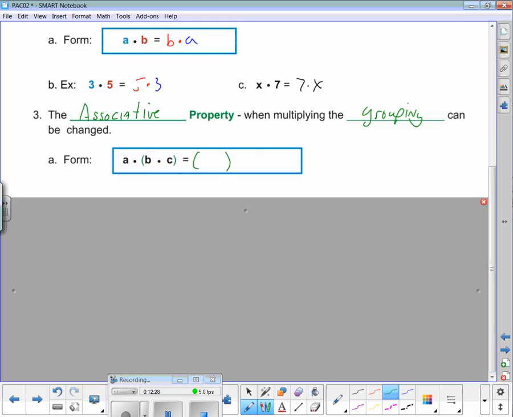Now let's change and group the A and the B. Notice the order has not changed. On the left, there's an A, B, C. That's the order. A, then B, then C. On the right, what's the order? A, then B, then C. Has the order changed? No. But what has changed? The grouping.